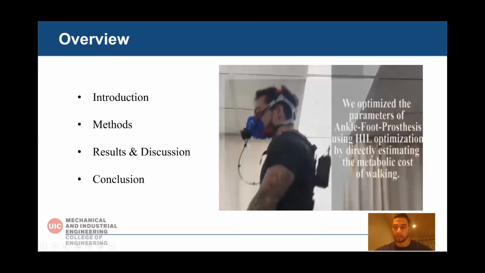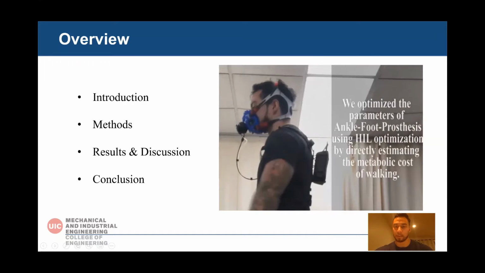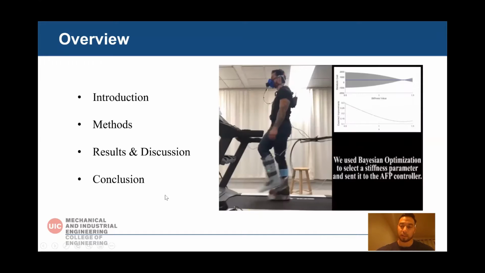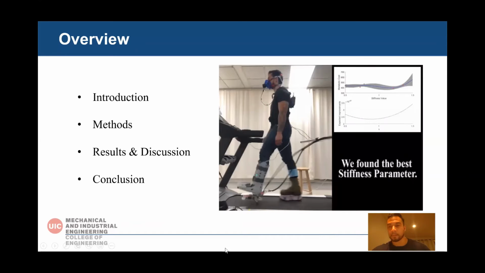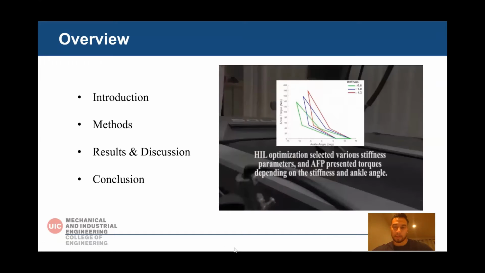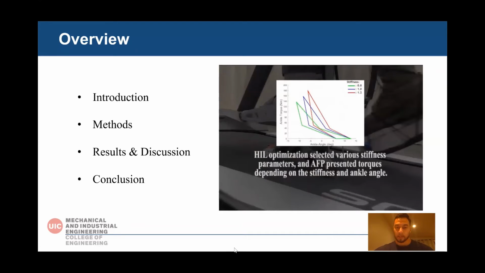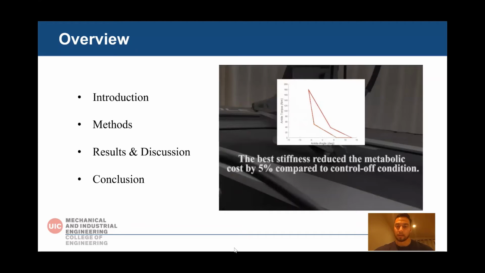We optimize the parameters of the ankle foot prostheses using human-in-the-loop optimization. We use Bayesian optimization to select the stiffness parameter and set it to the AFP controller. Human-in-the-loop optimization selected various stiffness parameters, and the best stiffness reduced the metabolic cost by 5% compared to the control off.